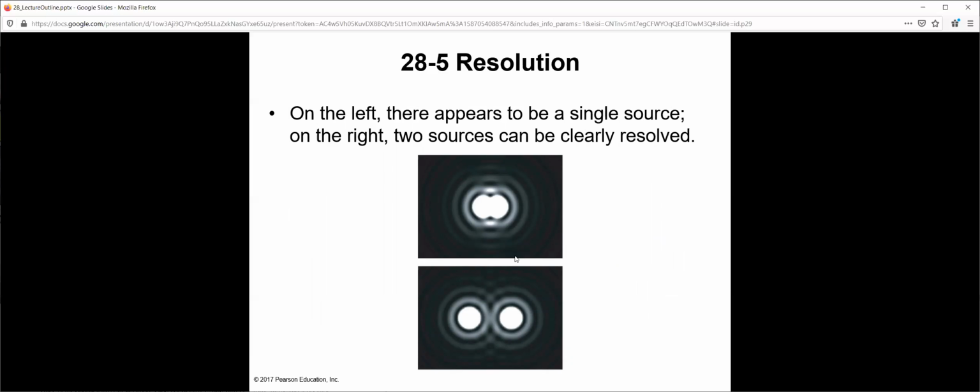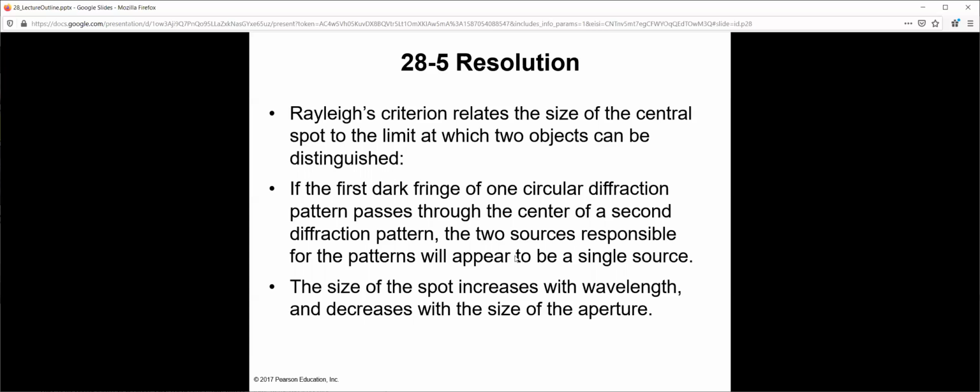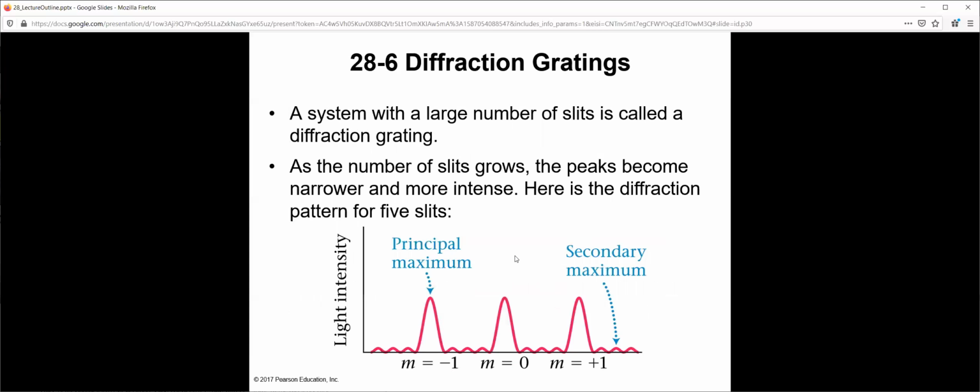On the left, there appears to be a single source. On the right, two sources can be clearly resolved. This is a difference in resolution. This has to do, again, as was said before, with the size of the hole things are coming through, as well as the distance between them, the size of the spot and the size of the aperture. Sadly, we're not going too much deeper into that.